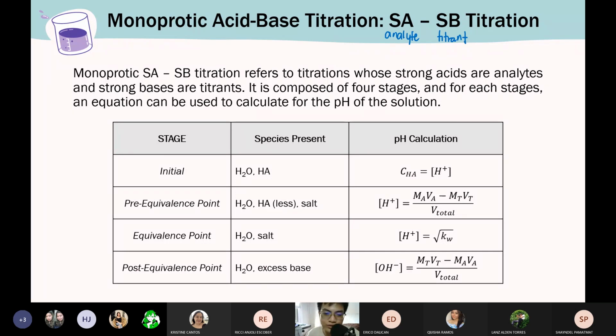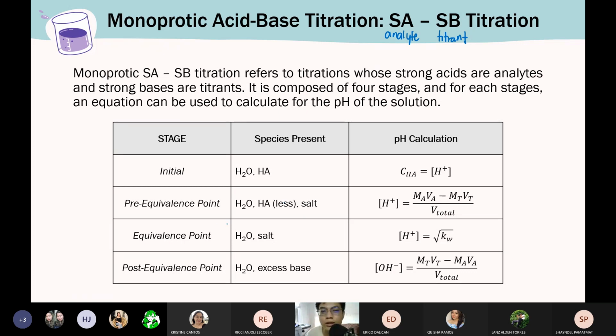So, na-form din yung salt, no? Kaya may salt ka dyan. Okay? Yung salt, ito yung product of the neutralization reaction. Okay? So, may water ka na, may acid ka pa rin, pero not that much. And then you have the salt. Okay?